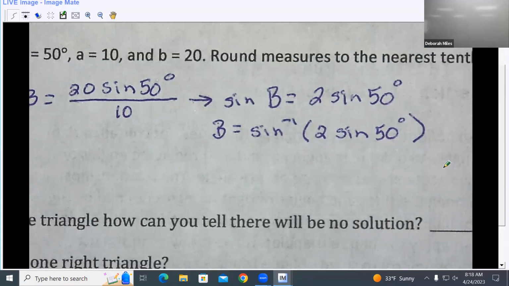So we put this in degree mode because we're using degrees, and so you want your answer in degrees, and so you use degree mode.